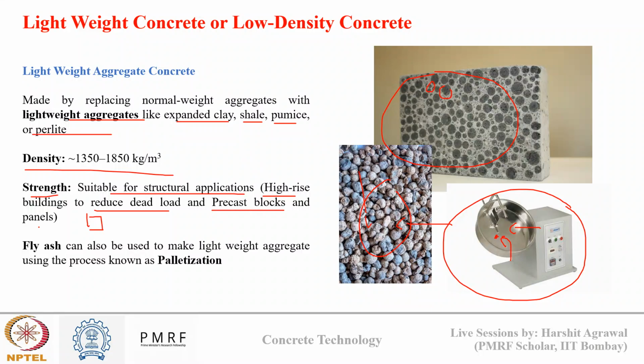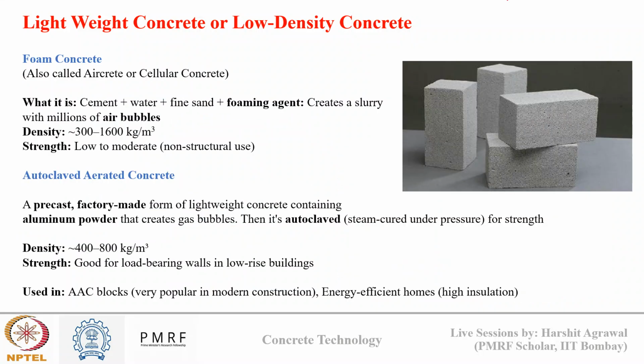On certain precast blocks and panels, lightweight aggregates are used, and we have already seen that fly ash can also be used for making lightweight aggregate using this process of pelletization. Another type of lightweight concrete is made by increasing the porosity in the concrete. So that is foam concrete.